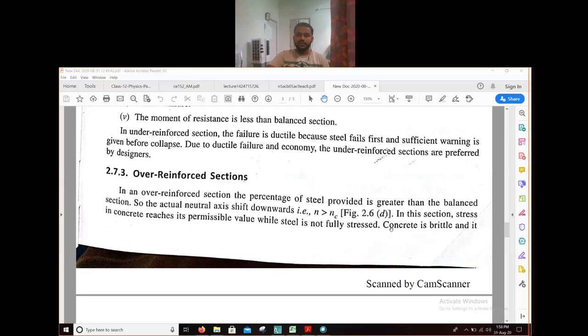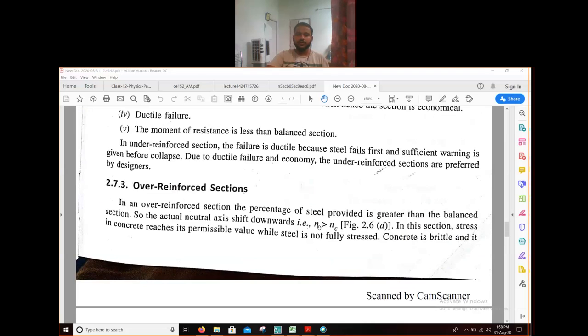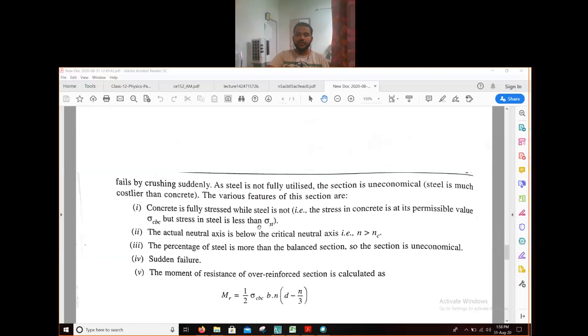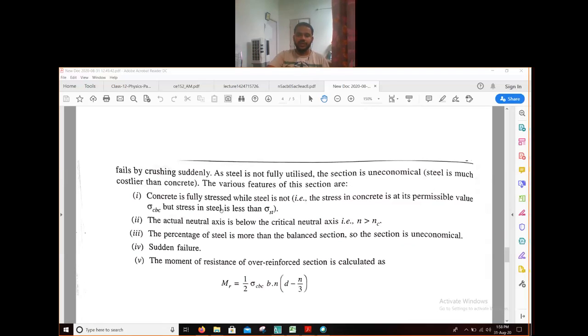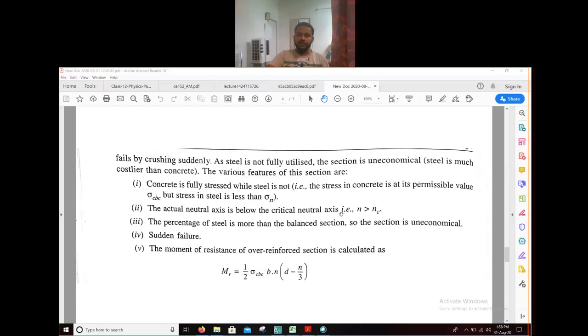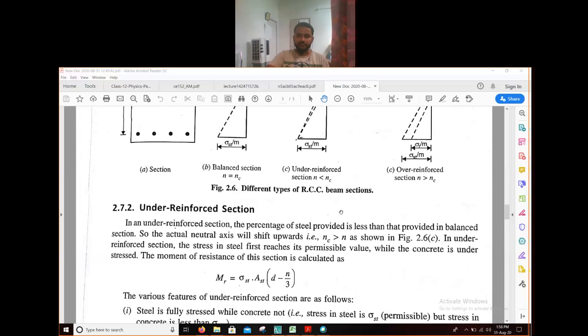So we know that concrete is a brittle material. Whenever you are using over reinforced section, it suddenly fails. As steel is not fully utilized, the section is uneconomical. Steel is much costlier than concrete. The various features of this section are: concrete is fully stressed, but steel is not. Actual neutral axis will be below the critical neutral axis. You can see from the diagram.